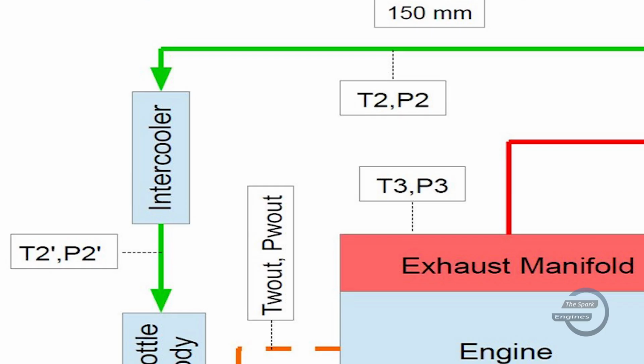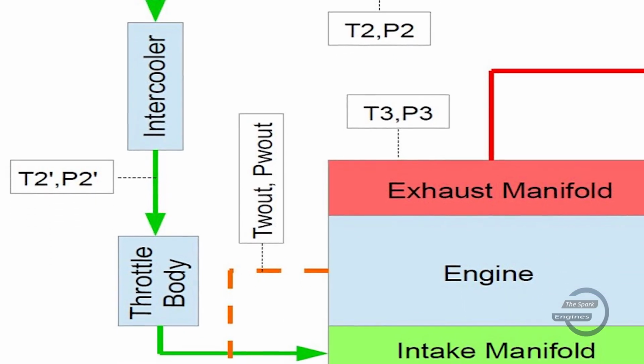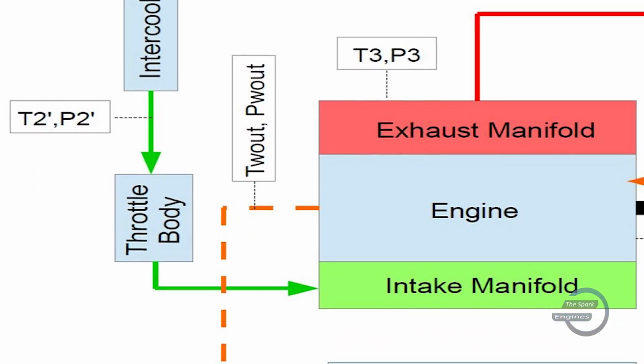After capturing T2- and P2-, the fresh air passes through the throttle body and goes into the intake manifold of the engine. One sensor, which is controlled by the engine ECU or engine control unit, is installed over the intake manifold, which measures both temperature and pressure of air within the intake manifold. This sensor is not shown in this layout because it is not a testbed sensor. It is an ECU sensor.